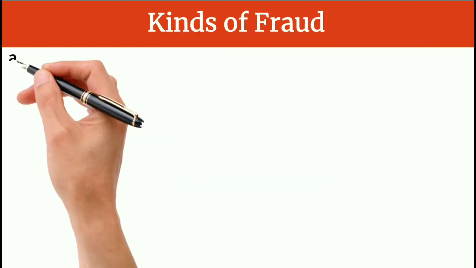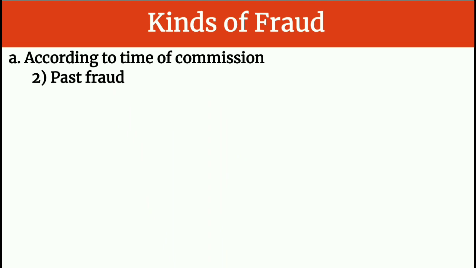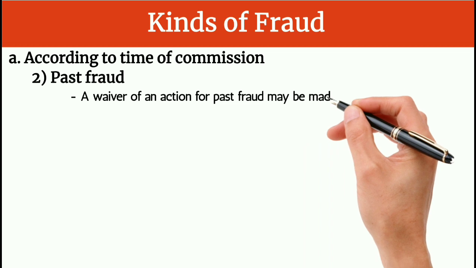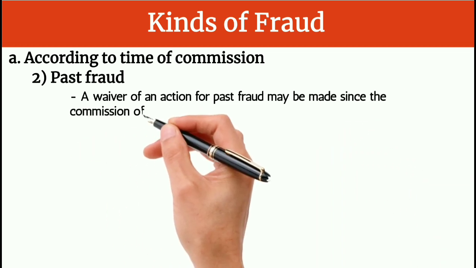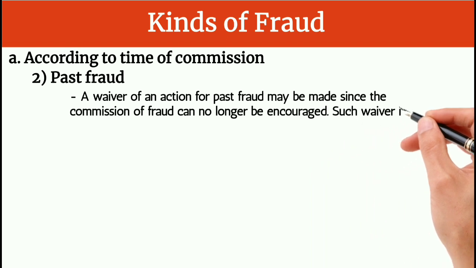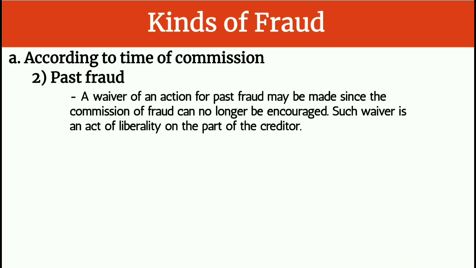The second kind of fraud according to time of commission is past fraud. As the name implies, past fraud is the fraud committed in the past. A waiver of an action for past fraud may be made since the commission of fraud can no longer be encouraged. Such waiver is an act of liberality on the part of the creditor.